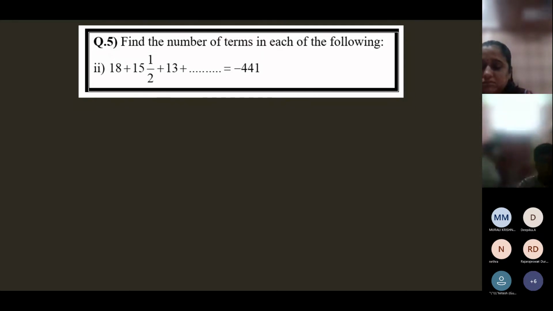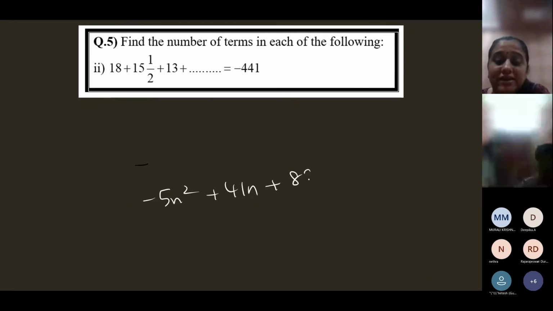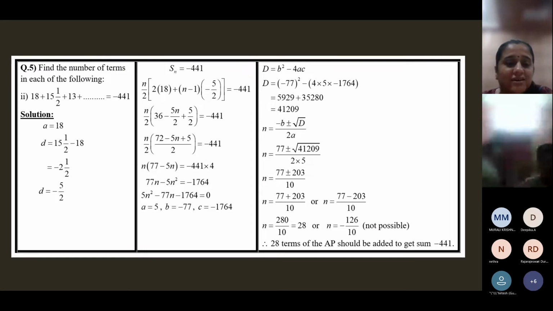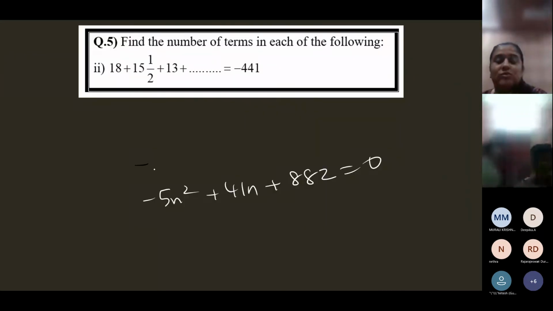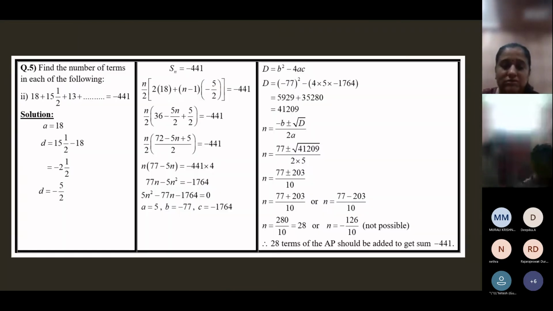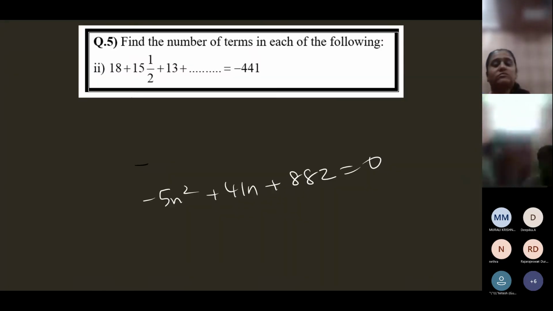Minus 5n squared plus 41n plus 882, come again. Minus 5n squared plus 41n plus 882 is equal to 0. Correct? Yes, ma'am. No, darling, no. I think I'm having a different equation. Please check.